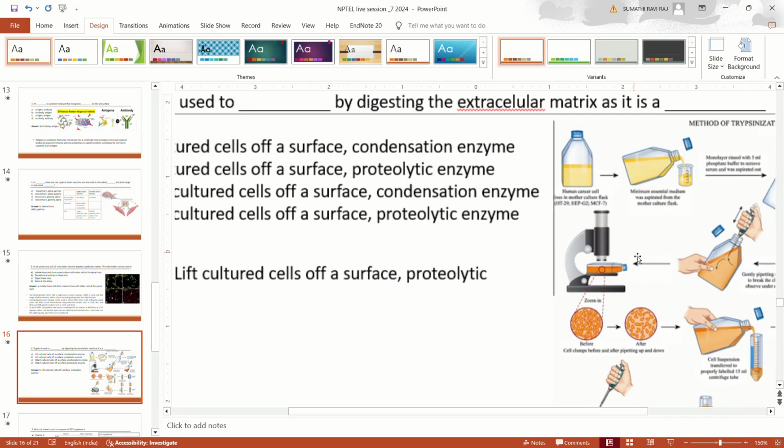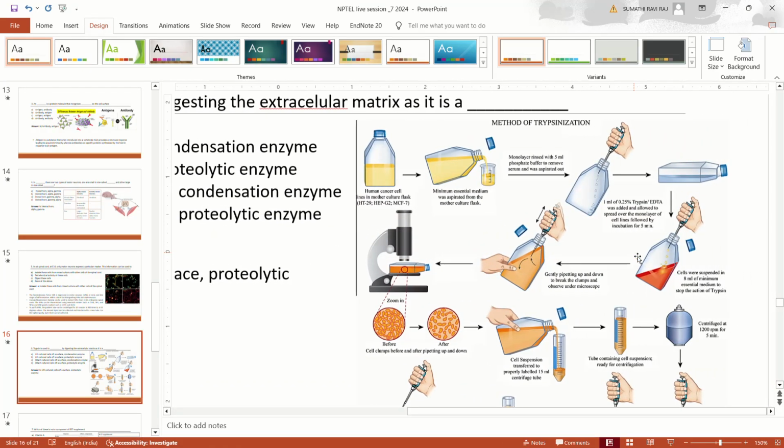So quick recap of the trypsinization method. Here you can see your T flask in which the cells are cultured. Any cells which are adherent in nature, where you have the need for trypsin, like your HT29 cells or your HepG2 cells or your MCF cells, your monocyte cells, or your HEK cells. So any cell line which is adherent in nature, you need trypsinization.